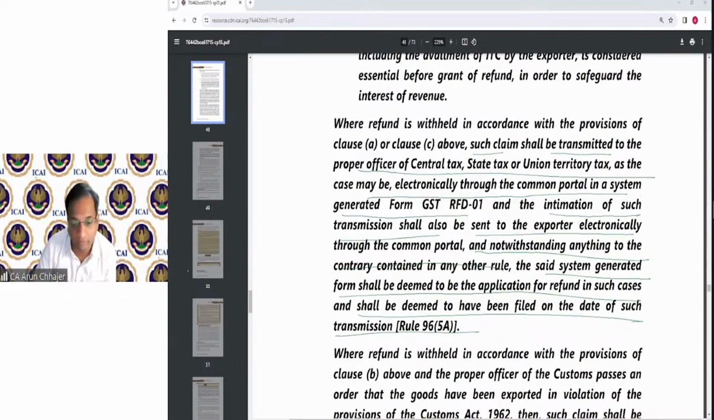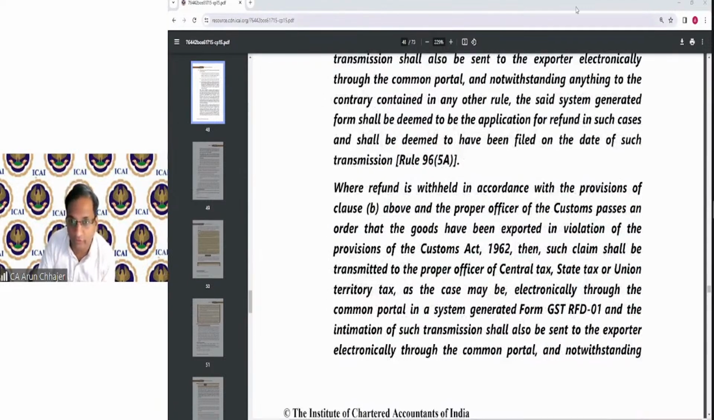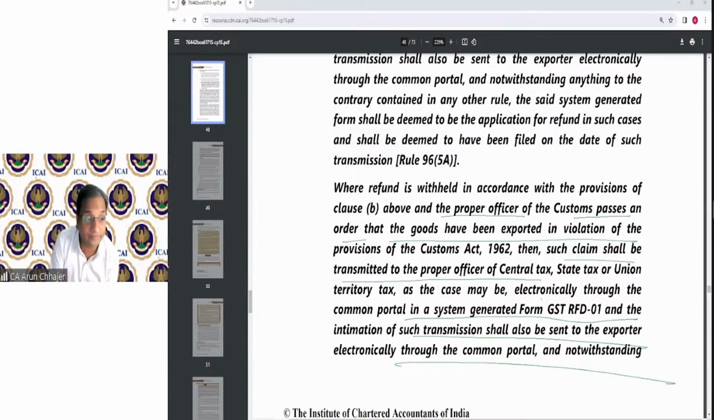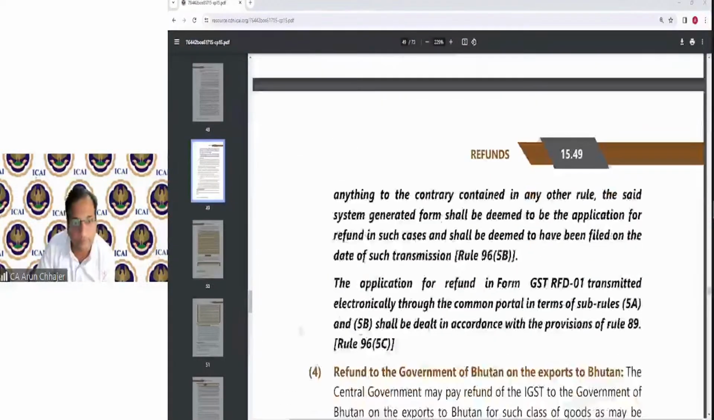ठीक है. Where refund is withheld in accordance with the provision of non-compliance of the custom, and the proper officer of the custom passes an order that the goods have been exported in violation, then such claim shall be transmitted to the proper officer through the common portal in a system generated RFD-01, and the intimation of the transmission shall also be sent to the exporter, and notwithstanding anything contrary, the said system generated form shall be deemed to be the application for the refund in such case and shall be deemed to have been filed on the date of such transmission.